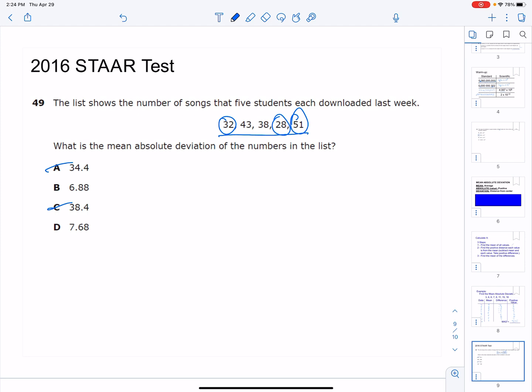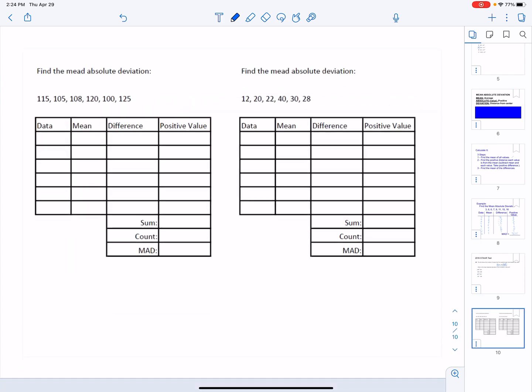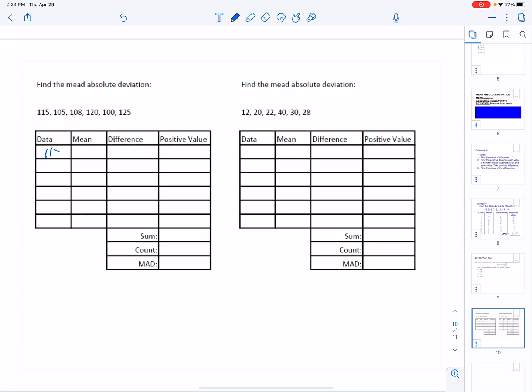Okay, so what you're going to do for your assignment today is practice mean absolute deviation. I'm going to give you two sets of data, and I want you to fill in the blanks. So you're going to take the data and write 115, 105, 108, 120, 100, 125. You're going to find the mean. You're going to write them down right here. You're going to find the difference right here. Then you're going to find the positive value of that. Then you're going to add them up.